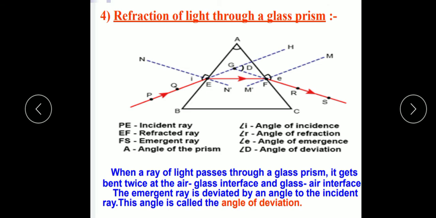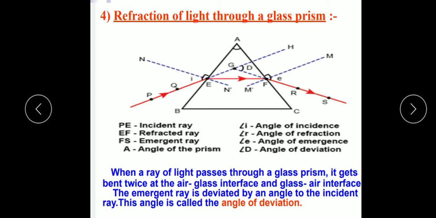Now what happens at the second surface AC? At the second surface AC, the light ray enters from glass to air, so it bends away from the normal. Here RS represents the emergent ray, and A is the angle of the prism. So we have the incident ray, the refracted ray, and the emergent ray. I is the angle of incidence, R is the angle of refraction, E is the angle of emergence, and D is the angle of deviation.